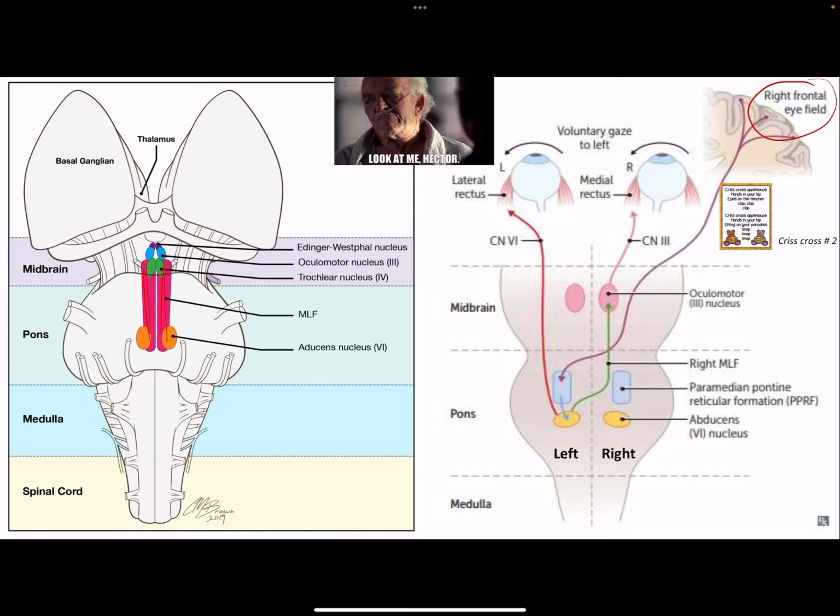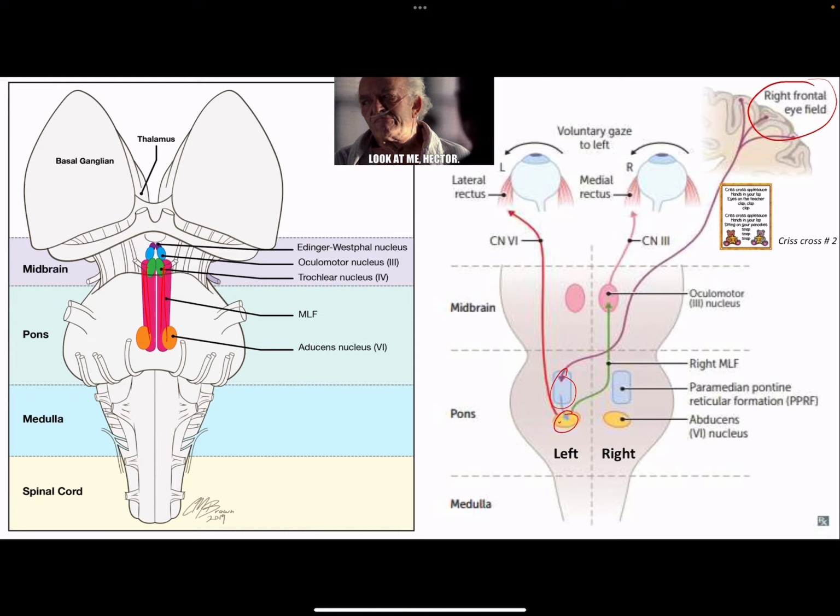The right one goes to the left paramedian pontine reticular formation, which is going to communicate with the left abducens nucleus. The one that's easy to make sense of is the left abducens, which now is going to go to the left eye and abduct it. And again, we're trying to look to the left, so I do want my left eye to abduct. This makes sense.